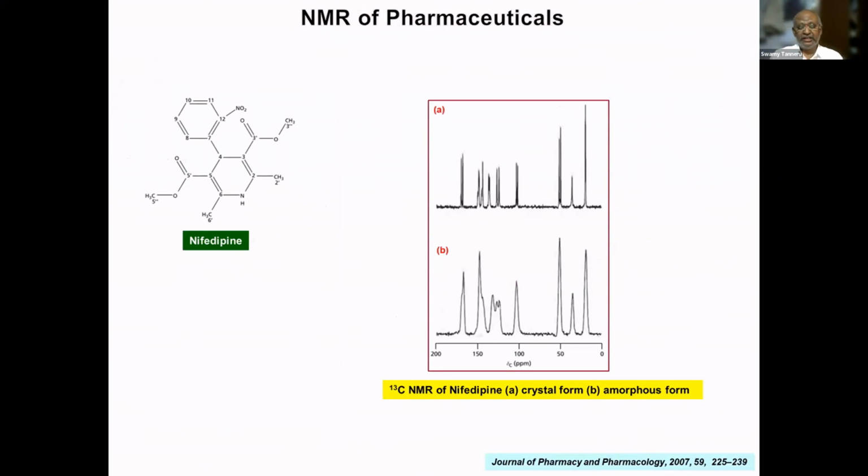Another important contribution of high-resolution solid-state NMR is to drugs, especially pharmaceuticals. Nifedipine is the drug I am showing here. This is the carbon-13 NMR of a crystal form and an amorphous form. You can see that in the amorphous form, even though the molecular structure is the same, the signals become broad. When signals become broad, there is sometimes a possibility of signals getting buried because the line width goes up. Whereas in the crystal form, you can see beautiful resolution, a very well resolved carbon-13 NMR. So by looking at the spectrum itself, without even examining the sample, you can say whether the drug is in the amorphous form or crystalline form.